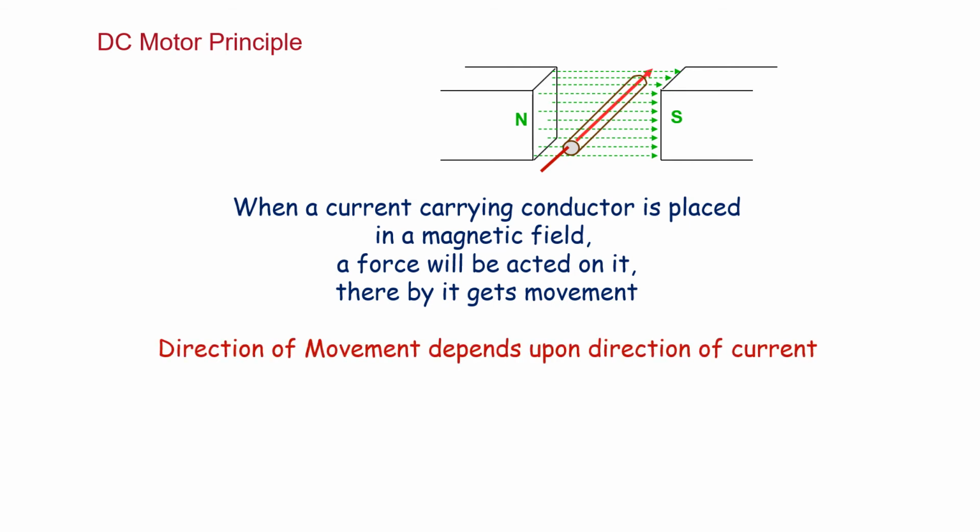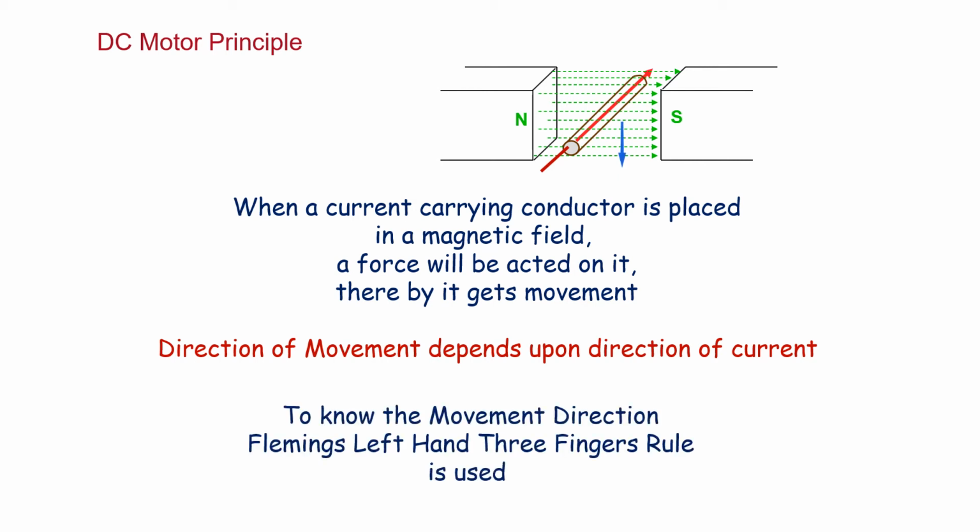The direction of movement of the conductor depends upon the direction of current which has been passed. For this direction of current, the movement is downwards. In order to know the movement direction, Fleming's left-hand three fingers rule is used. Let us understand Fleming's left-hand rule for the motor principle.